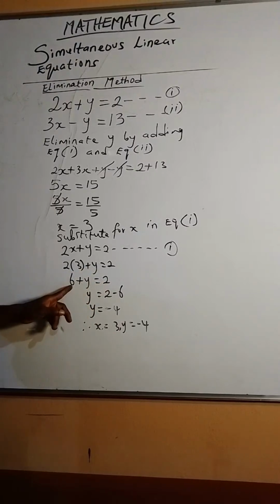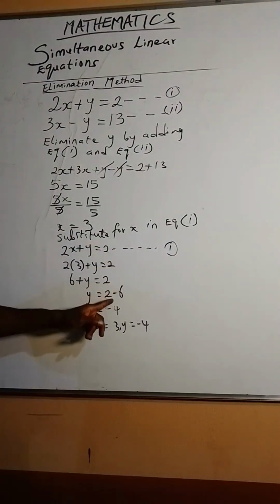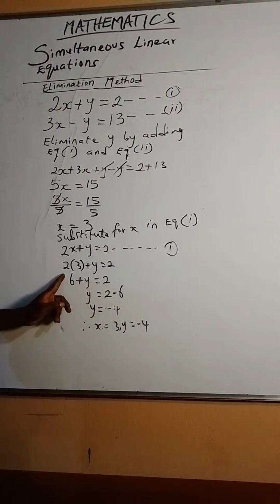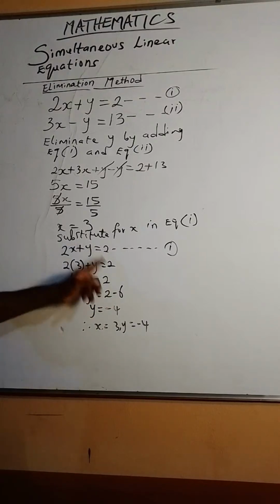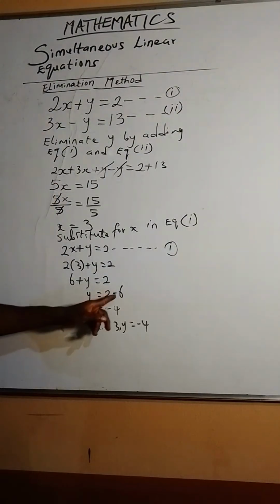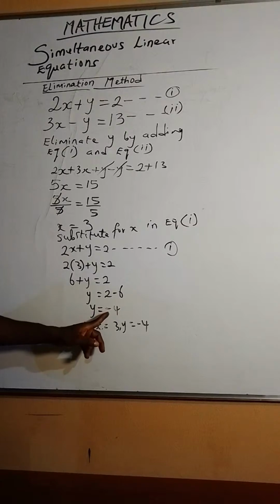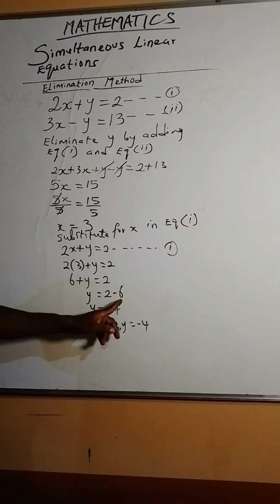Then we can take 6 to the right hand side, and when going that way, it changes to minus. Remember, it was plus here. So when it's crossing, it changes to what? Minus. So this becomes y equals 2 minus 6. And y becomes negative in the final answer because a bigger number is being subtracted from a smaller number.